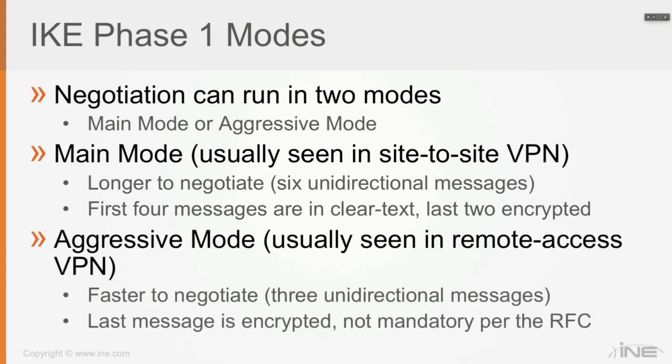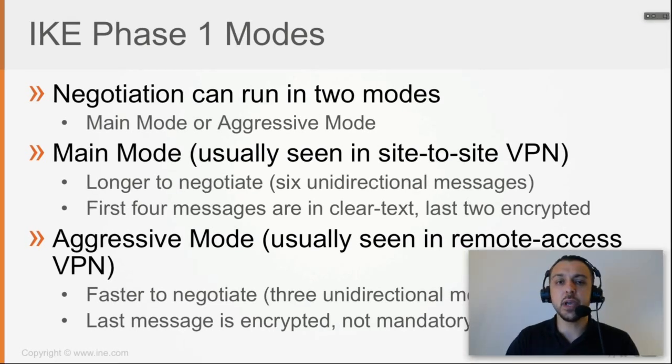And then we have the aggressive mode, which usually is seen in remote access VPNs, which is faster to negotiate, which means it is going to have 3 unidirectional messages, not 6. And only the last message is encrypted, which is technically speaking not mandatory per RFC. Based on how IKE works, we had to have 2 modes, because aggressive mode is a requirement in remote access VPNs with pre-shared authentication, and it's a long discussion to explain why. It's not in the scope of the CCNA exam.